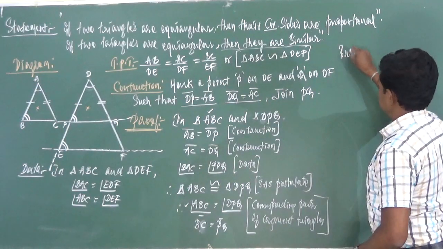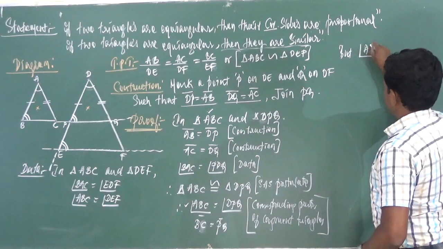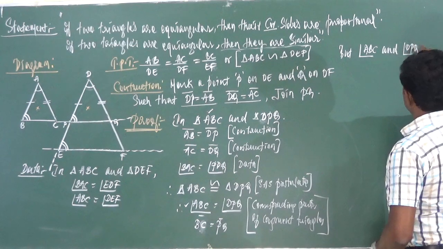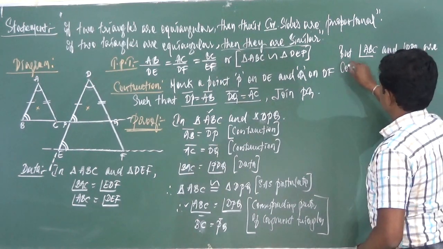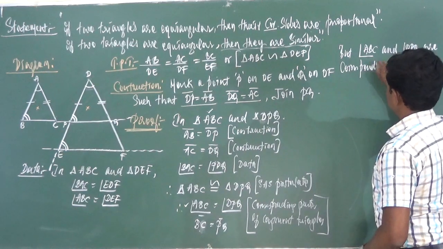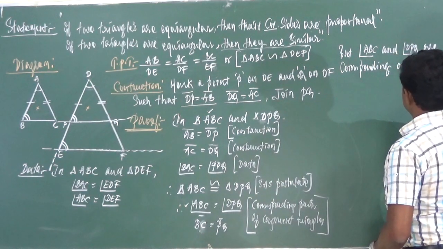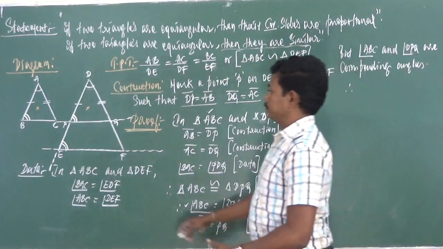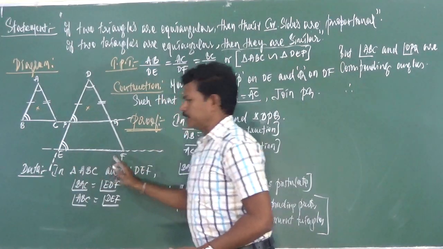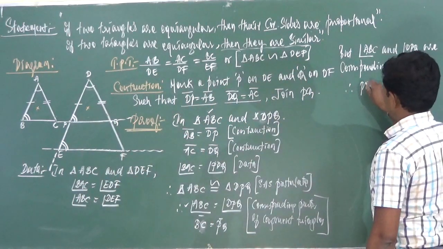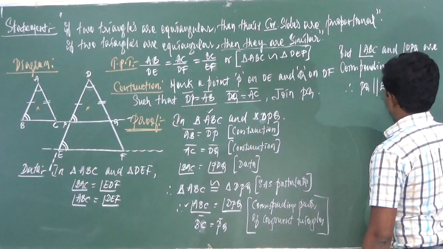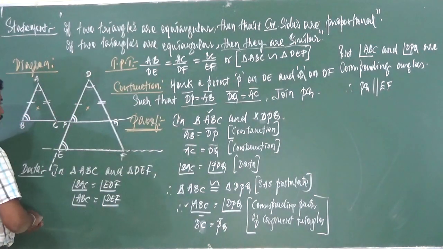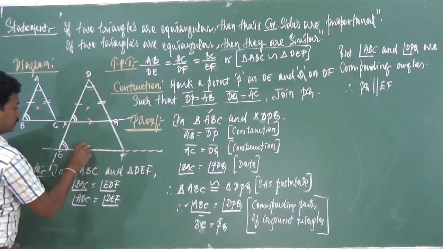But angle ABC and angle DPQ are corresponding angles. Therefore, they are corresponding angles. So therefore, PQ should be parallel to EF. Therefore, PQ parallel to EF. Now, I have proved successfully that PQ is parallel to EF.